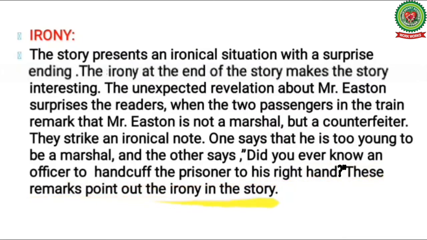These remarks point out the irony in the story. Here, O. Henry has artfully depicted in the story that appearances can misrepresent reality. The unexpected disclosure about Mr. Easton surprises the readers. When one of the two passengers in the coach, who had been listening to their conversation, remarked that Mr. Easton appeared to be too young to be a marshal, the other passenger corrected him by saying that Mr. Easton was not the marshal and the other man was actually the marshal, as no marshal would handcuff his own right hand to the prisoner's left hand.